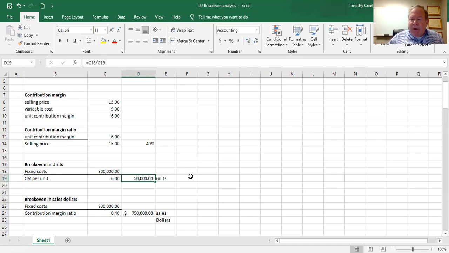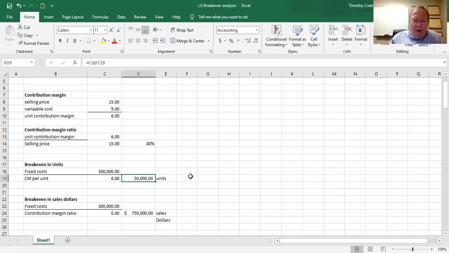So a lot of times what companies look at is how quickly can we achieve break even? They look at their sales forecast in comparison to break even. The quicker that they hit break even, the quicker that a company starts to make money on a product. And so break even is an important determinant.